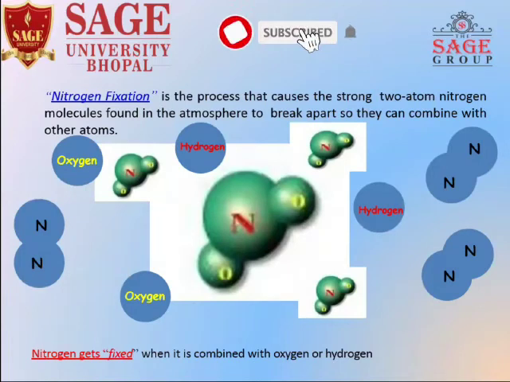The first stage of the nitrogen cycle is nitrogen fixation. In this process, the two strongly bonded nitrogen atoms of the molecule found in the atmosphere are broken into single atoms, so they can combine with other atoms. When the two nitrogen atoms are broken and can combine with other atoms, nitrogen fixation happens. Nitrogen gets fixed when it is combined with oxygen or hydrogen.